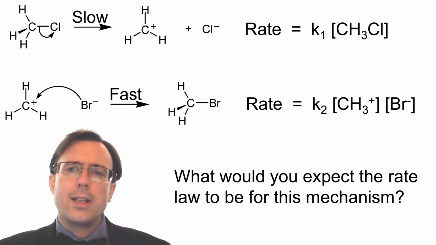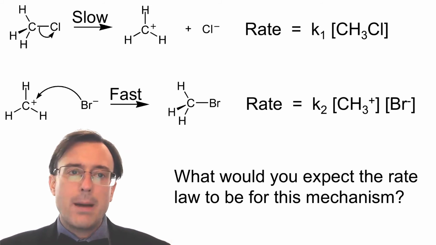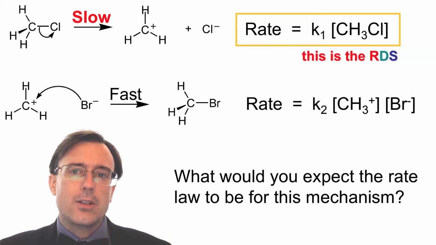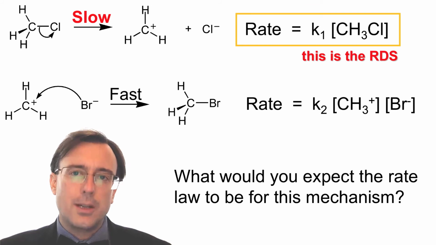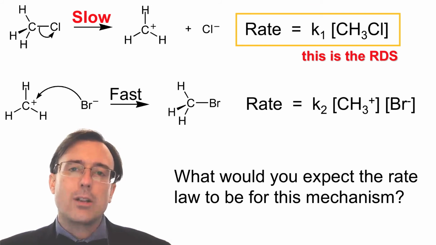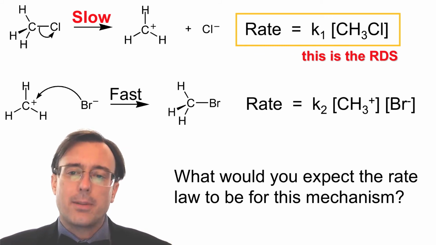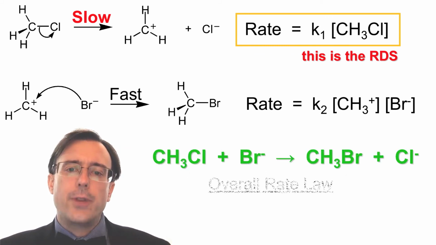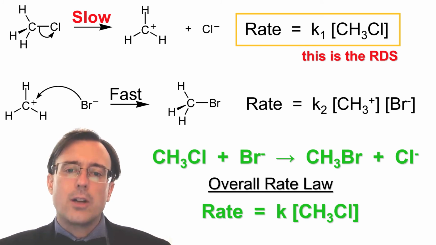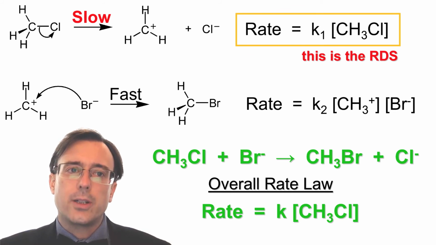Now that we have the rate law of each of those elementary steps, let's think about, well, what is the overall rate law for this chemical reaction? Well, remember that this right here is the slow step, which means that that first step is the rate determining step, which means that the rate law for the overall reaction is equal to the rate law of that elementary step. So we can now say for this overall chemical reaction, the rate law is simply a constant times the molarity of chloromethane, and that's it.